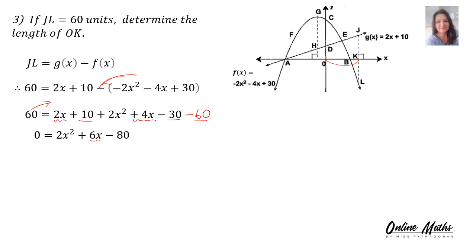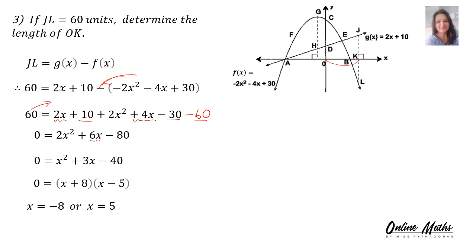Now you want to factorize, but you can make this one a little bit easier and divide right through by 2, and you end with 0 = x² + 3x - 40. And now you will factorize. Therefore, your factors are (x + 8) and (x - 5). x = -8 or x = 5. Remember, if you can't factorize, you can use the quadratic formula to find the solutions. Now, there's two x values. Which one will we choose here?